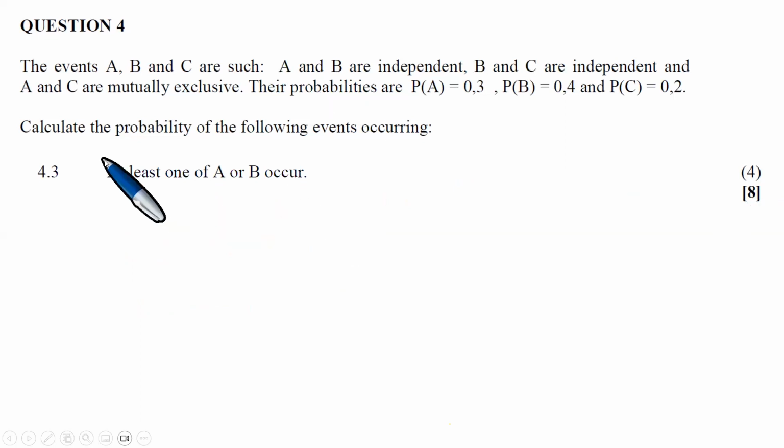Okay, we already know the story. But if you want to find the probability of the following events occurring, at least one of A or B occur. I said we're coming back at 2 p.m. For those who are going to be free at 2, we're going to be doing more at 3 p.m., for those who want to join or for those who are free. But now I want us to look at 4.3.